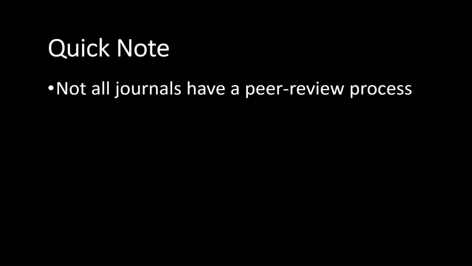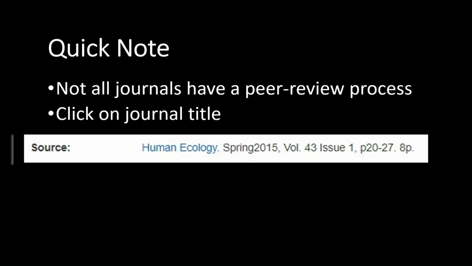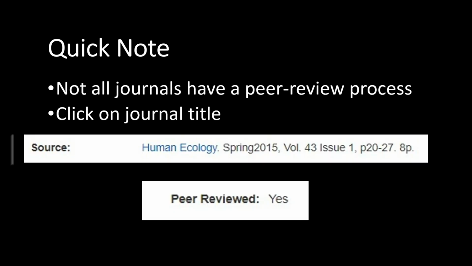Now, something quick to note is that not all journals have a peer review process. Just because an article is in a journal does not mean that it's peer reviewed. If you're not sure if your article is peer reviewed, most databases allow you to click on the title of the journal where you will find that information. Further in the video, I'll show you how to limit your search to only peer-reviewed articles.